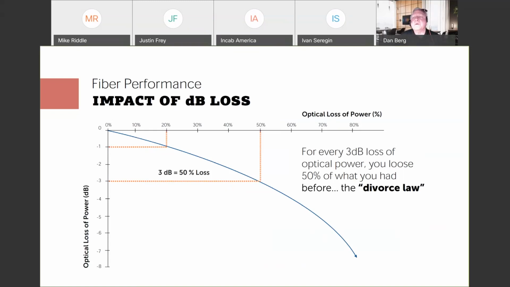The impact, of course, of the loss is that we're not going to have enough signal at the other end in order to pick that up with the detector.